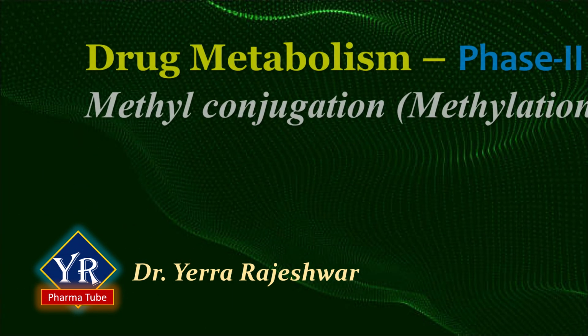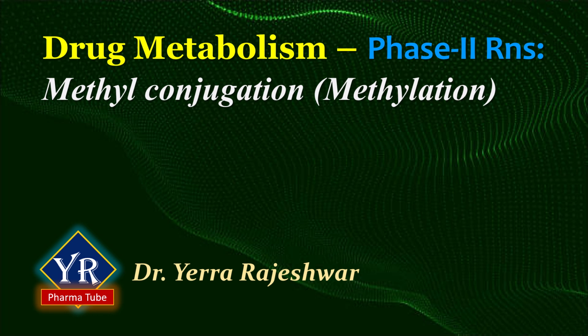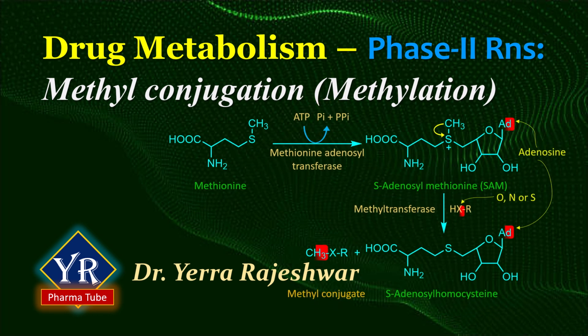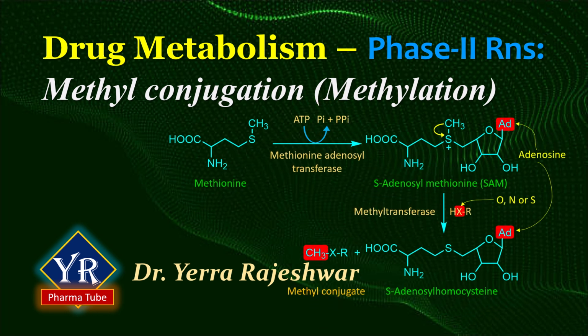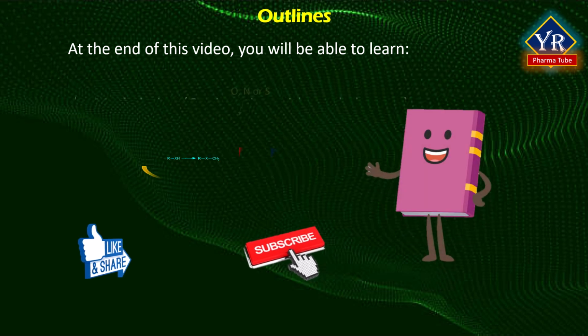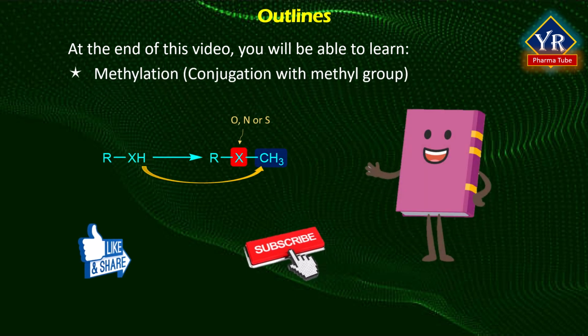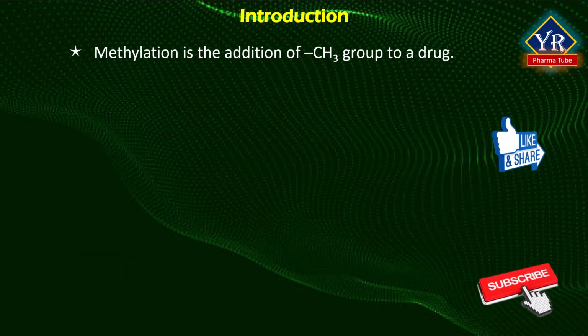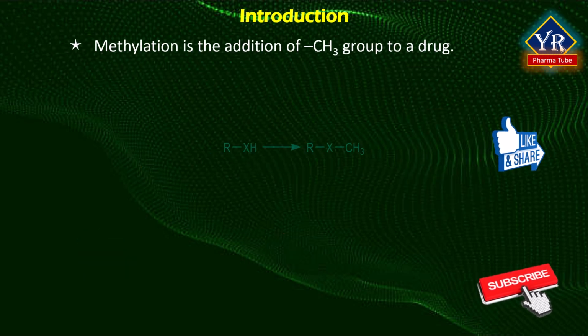In this lesson, we shall try to understand the phase 2 methyl conjugation reaction of drug metabolism. At the end of this video, you will be able to understand the methylation conjugation reaction of phase 2 drug metabolism. Methylation is a chemical reaction in which a methyl group is added to a substrate or a drug molecule, or the substitution of an atom or group by a methyl group.